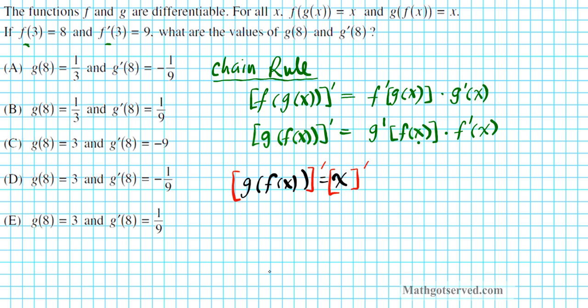On the left side, we will apply the chain rule. So it's going to be g prime of f of x times f prime of x. All right, and then on the right side, what is the derivative of x? It's just 1. Applying the power rule, this is x to the 0, which is just 1.